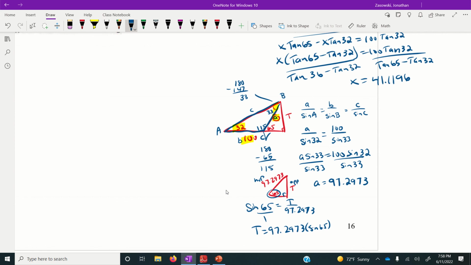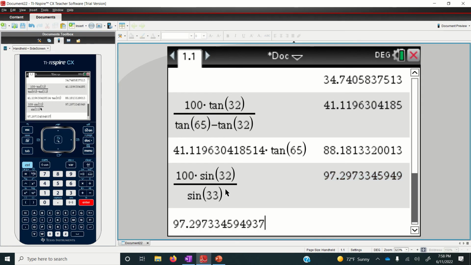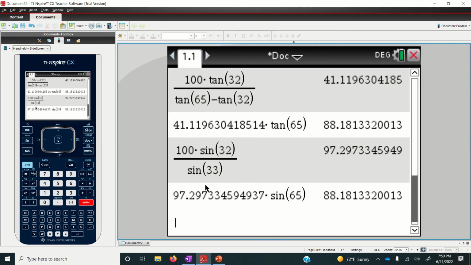And we're going to use a calculator for that. Remember, we're going to copy down that line we got earlier. We're going to go sine, and once again, we're using 65 here. And notice that we get the exact same thing that we got earlier for our answer.